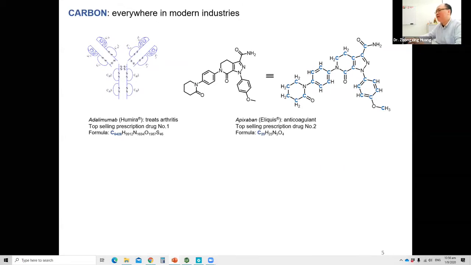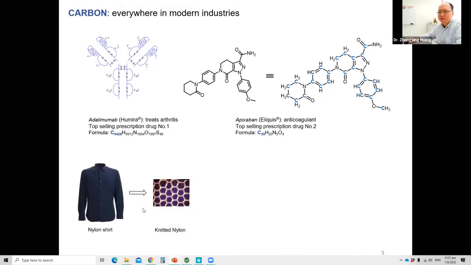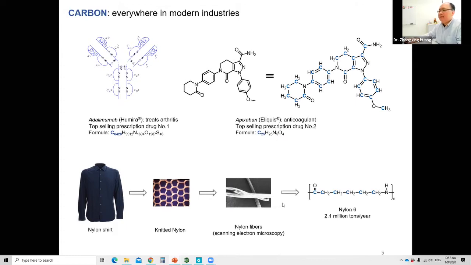But also for some material science and daily stuff you use, it's composed of carbon. This is a nylon shirt, right? If you look closely, you can see the knitted nylon. If you look more closely, it's nylon fibers, which you can see with scanning electron microscopy. And at the molecular level, it's composed of a polymer monomer called nylon 6. People make 2.1 million tons of this per year, and it eventually goes to your shirt.